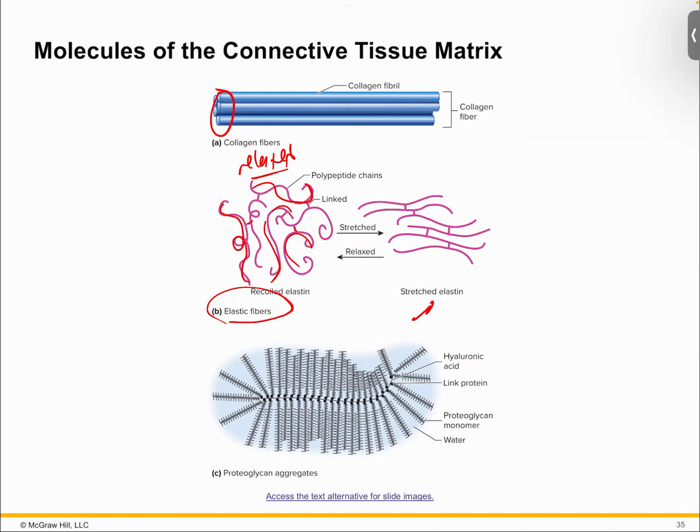Because a lot of times students will hear that term. It's like, okay, I understand that proteo means protein, glycan means carbohydrate, and we've got a fusion molecule that has personalities of both, right? But what does that mean exactly?